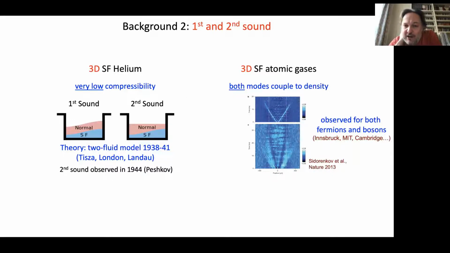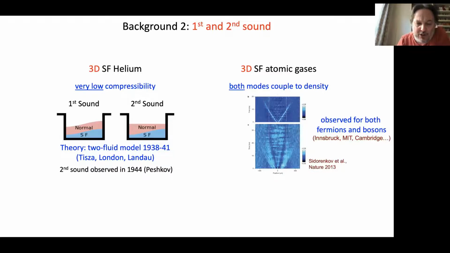The one difference here is that even unitary gases are somewhat compressible, at least. And so both of these modes actually couple to density, which means you can take pictures of them, right? So that's an experimental advantage. But still, the essence is the same. There's some kind of rotation of the basis, but still the idea is that if you have a superfluid component and a normal component, you get two sounds.